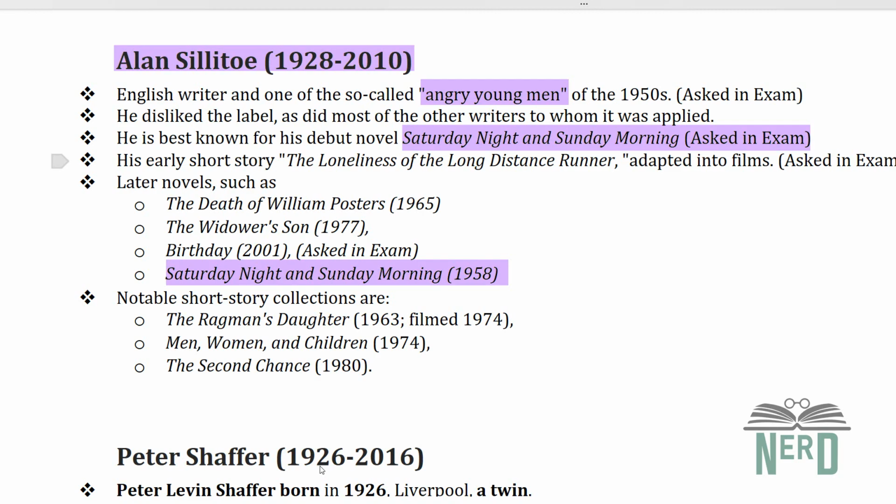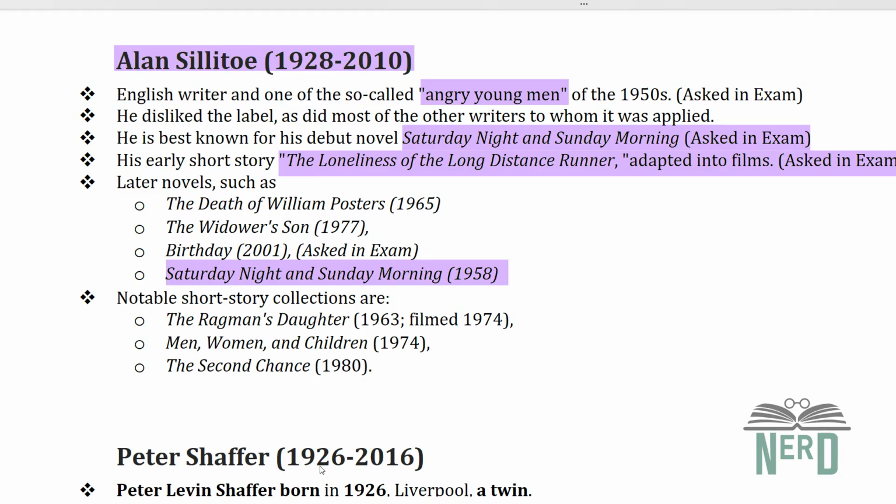Before that success, Sillitoe had written the powerful short story The Loneliness of the Long-Distance Runner, which explored isolation and defiance in a young reform school runner. This story became even more famous when it was adapted into a film, and that adaptation too has appeared in exam questions. Sillitoe continued to write throughout his life.